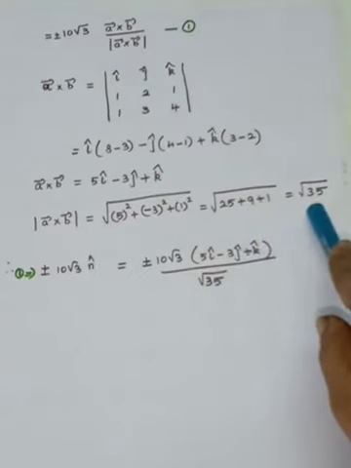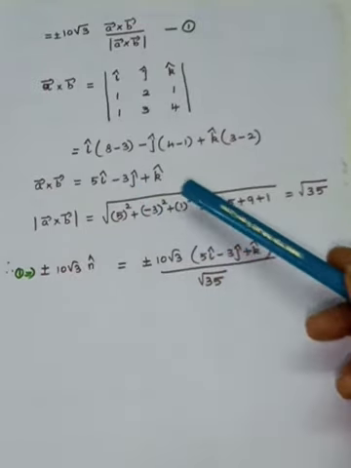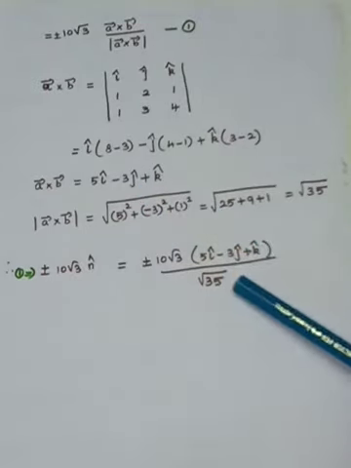It is plus or minus 10 root 3 n cap. N cap formula we have written here. So it is plus or minus 10 root 3. What is a vector cross b vector? Here, 5 i cap minus 3 j cap plus k cap, divided by, what is the modulus? It's square root of 35.